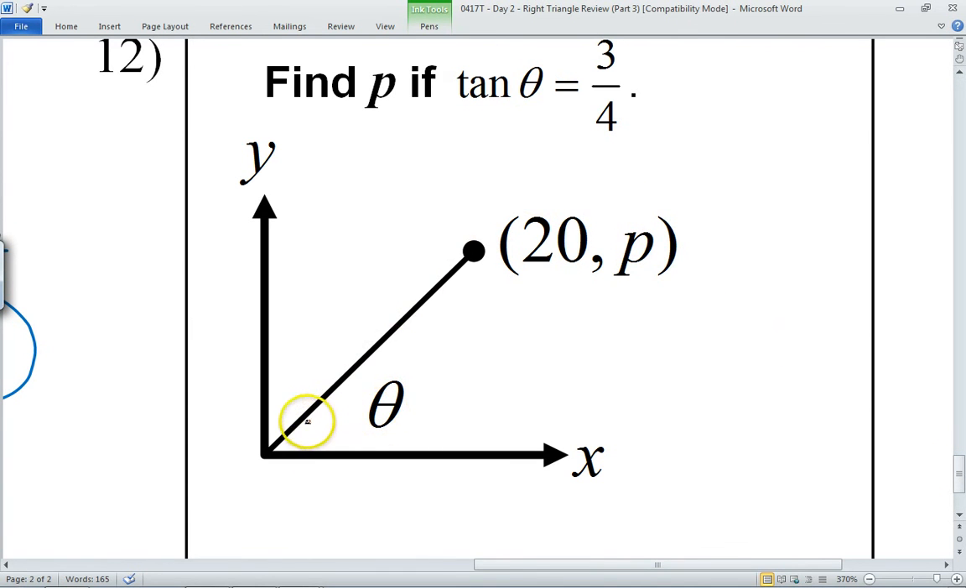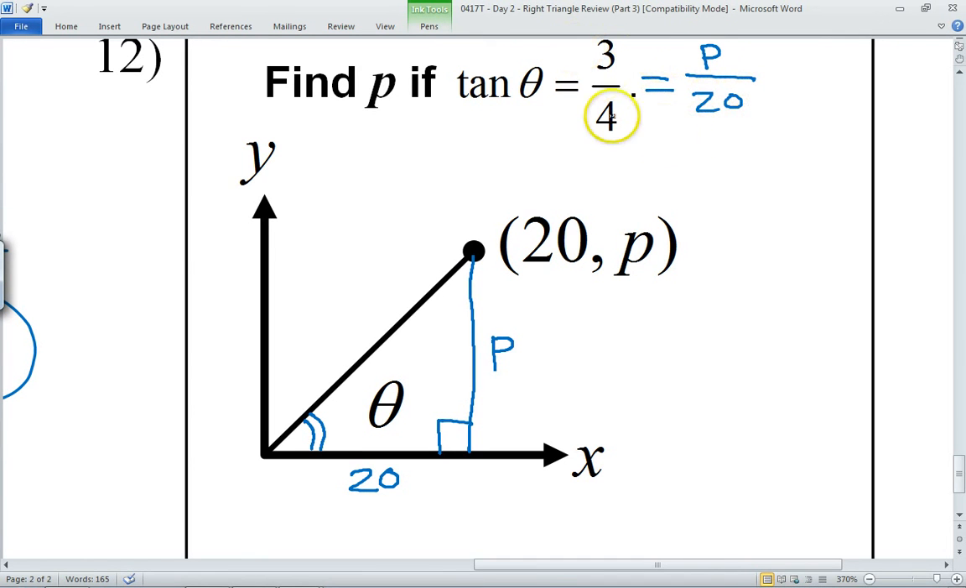Look at this one. See how the angle is down here? For that reason, I'm going to make my 90-degree angle right here. This 20 is an x value, so that means it will be 20 horizontally like this. This p is the y value. That means p is going to be vertical like this. That means if I do the tangent function, tangent is opposite over adjacent. So that means this tangent function should equal p over 20.